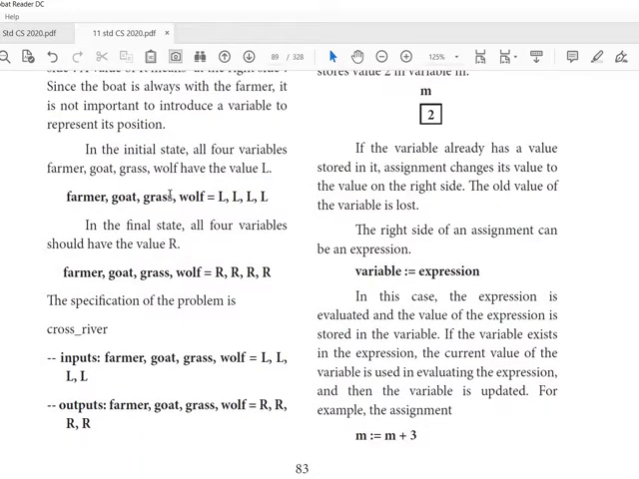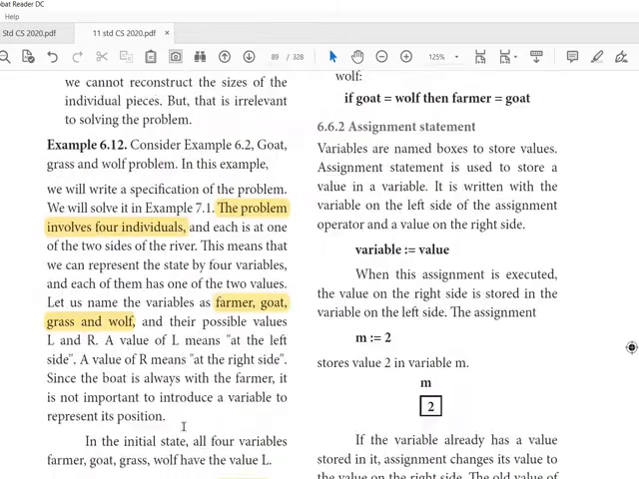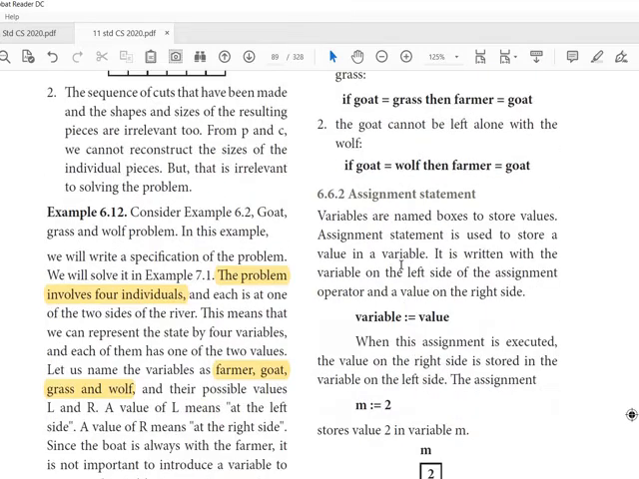So first, the farmer, goat, grass, wolf, all four are on the left side. Our goal is to make all four come to the right side. But there is a specification. What is the specification? The goat cannot be left alone with the grass. So if goat equals grass, then farmer equals goat. So this is the condition to be followed. I'll explain this. We'll see this problem as a video.